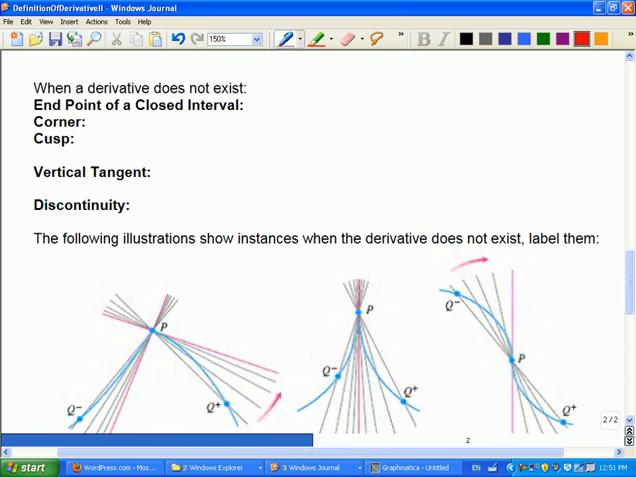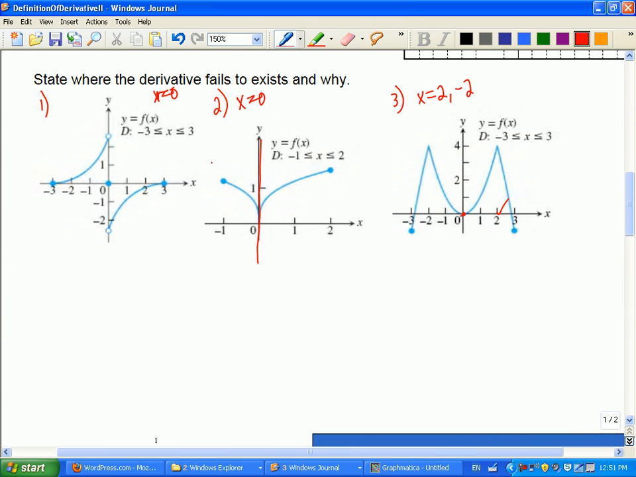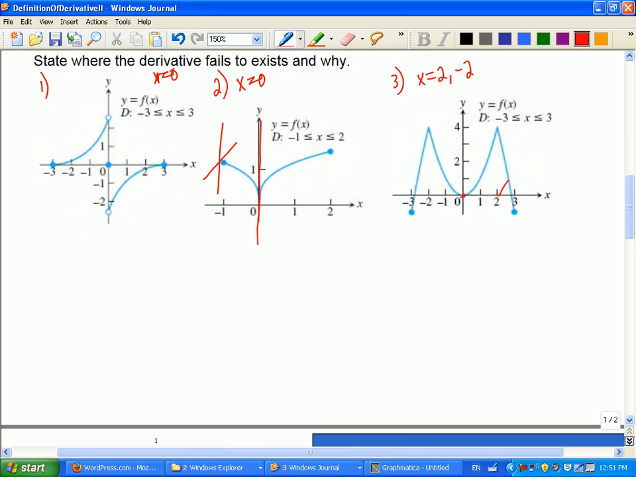Okay, so with endpoints and closed, we'd have problems there. Endpoints, that would be something like what we talked about here. If you have the endpoint of your graph, we're not going to look for the derivative at just that point because we don't have the other side of it to work with.